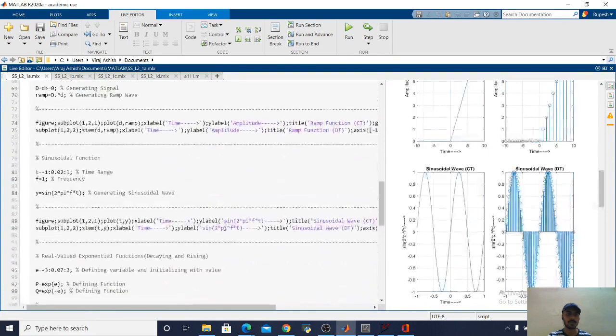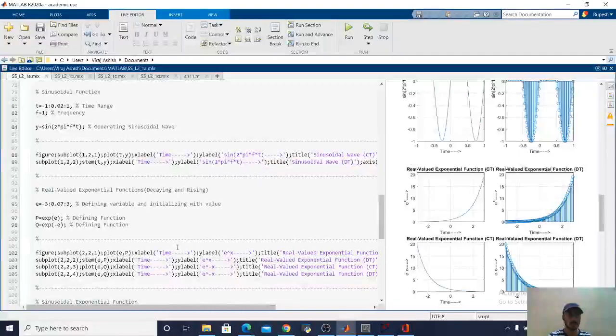Next one is the sinusoidal function. You can see it's y equal to sine 2 pi ft, which is a sinusoidal wave, and its corresponding graph. Next one is the real valued exponential function.